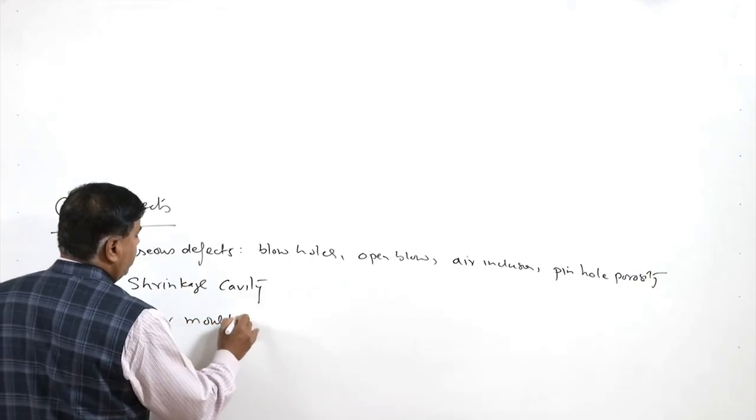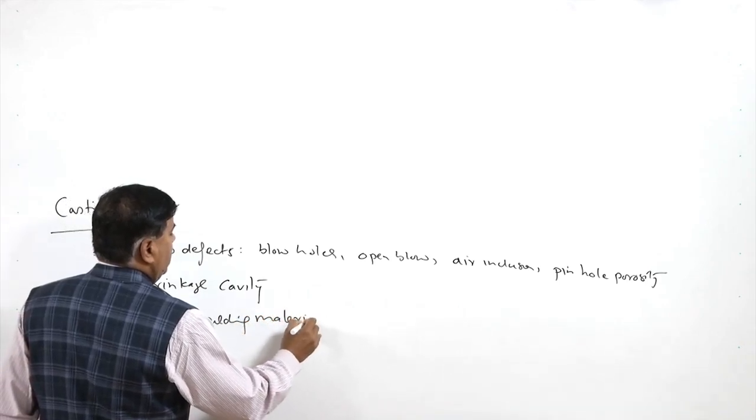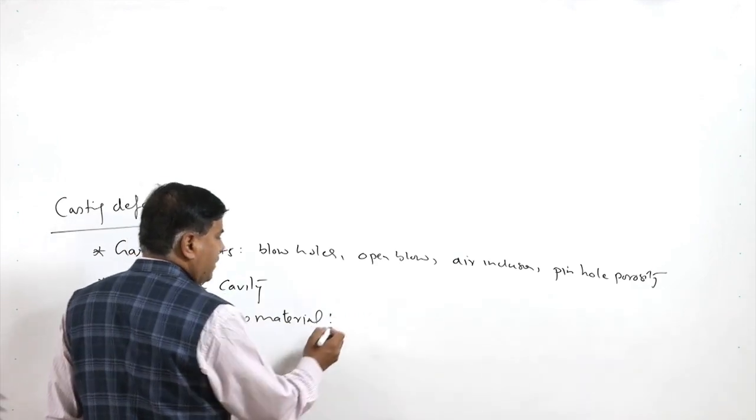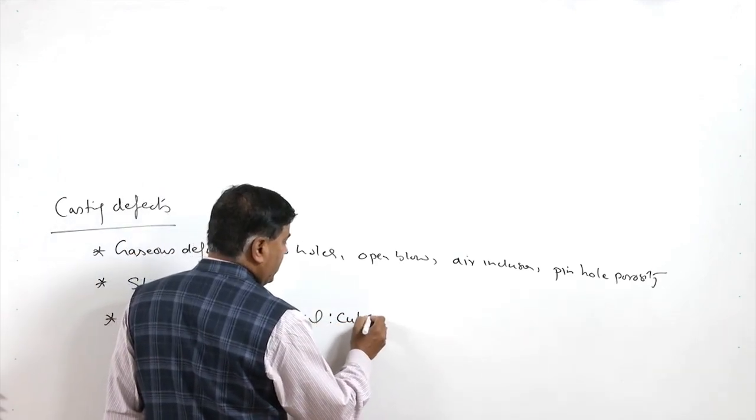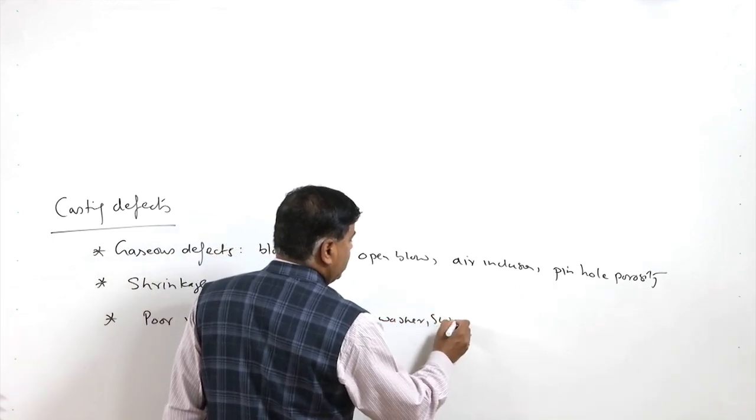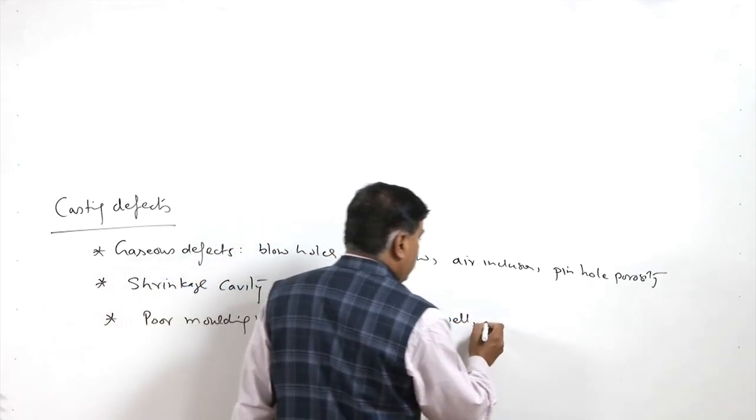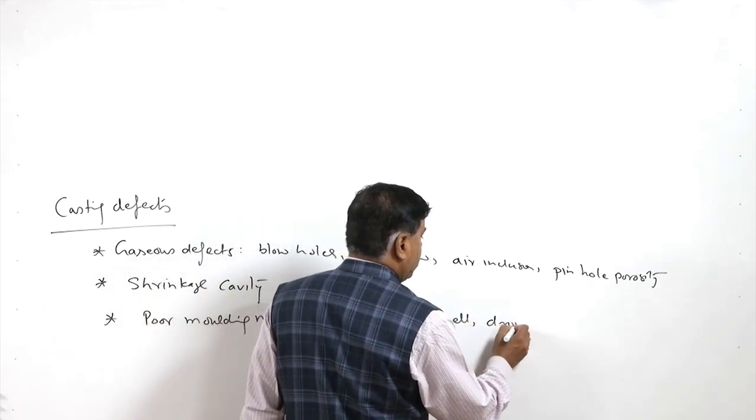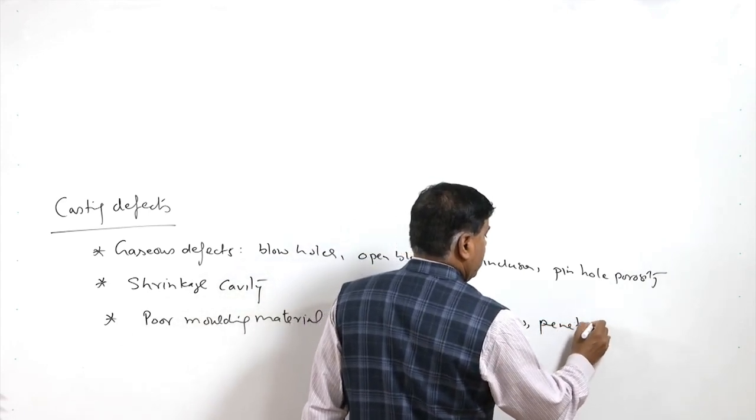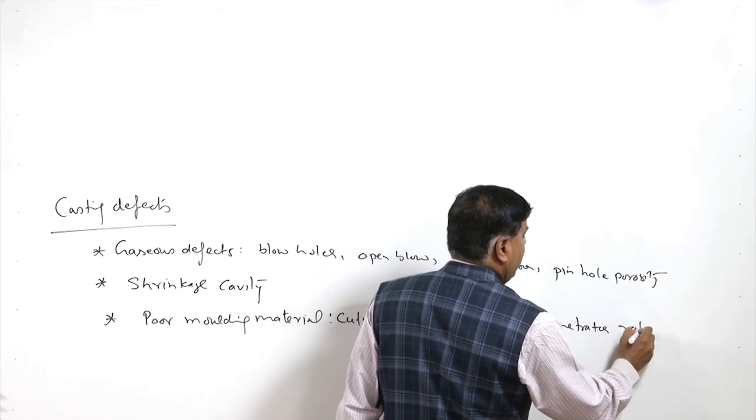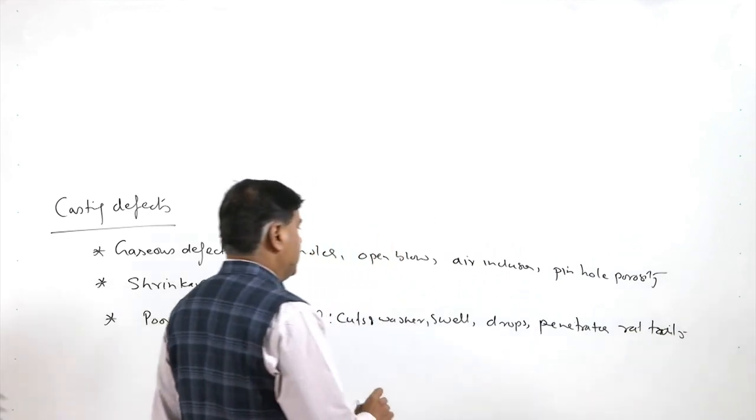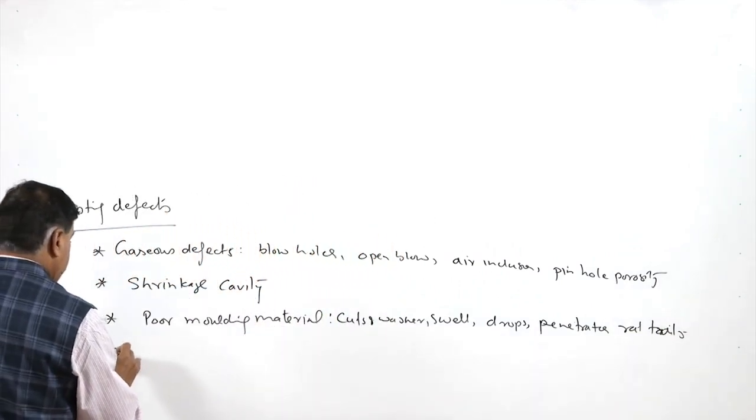Third are those which occur due to the poor molding material used for preparing the sand mold, and under this there are many defects like cuts and washes, swells, drops, penetration, rat tails, etc. There are other defects also.